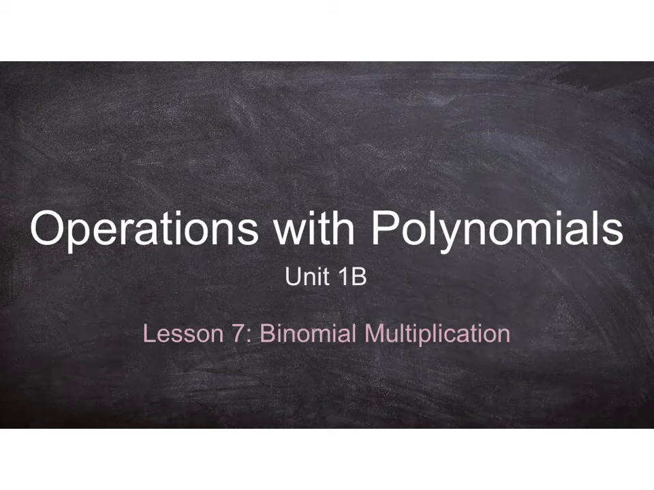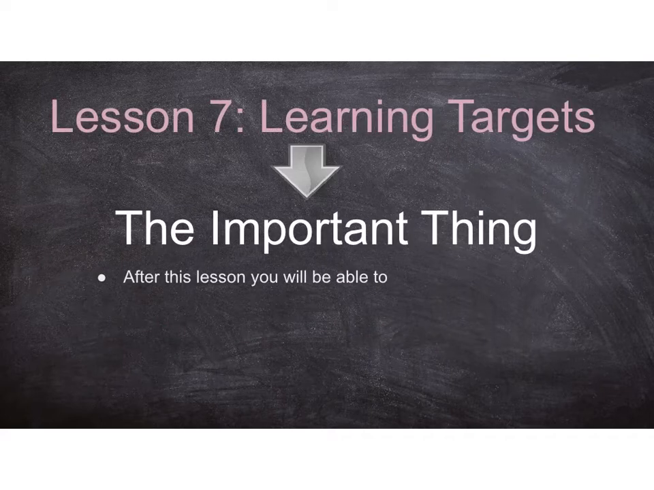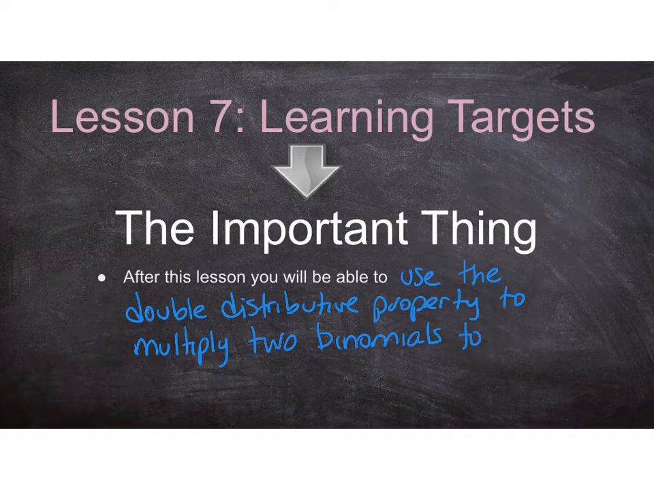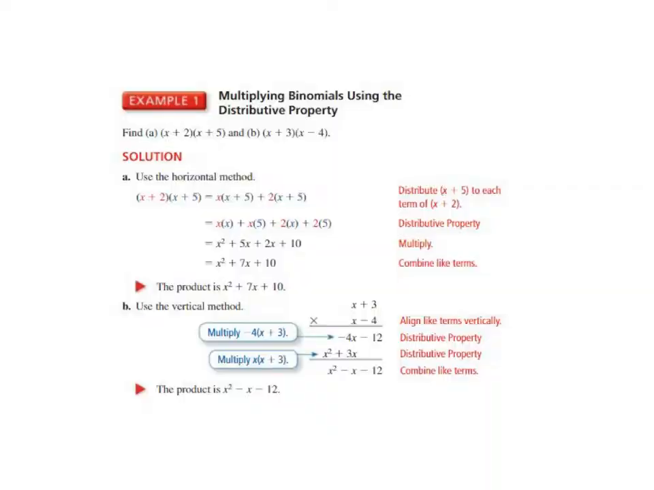Today, in our Operations with Polynomials unit, we're going to learn how to multiply two binomials together. So after this lesson, you will be able to use the distributive, well, it's the double distributive property to multiply two binomials together. This is really fun. It's one of my favorite things in algebra. So we are going to talk about it first. There's an example as with before.